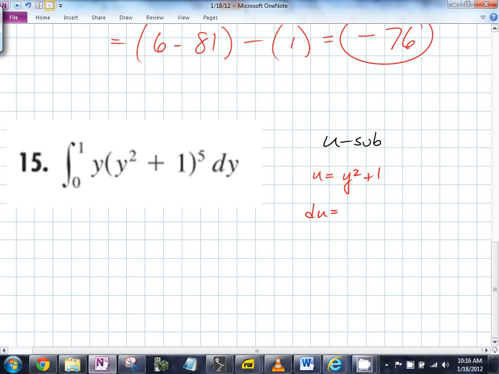What does du equal? When you take the derivative of both sides, what do you get? 2y dy. Y prime, yeah. So let's isolate dy, and what do you get? Du over what? 2y. At this point, what do you do? What do you do next? Plug in. You just plug in what you know.